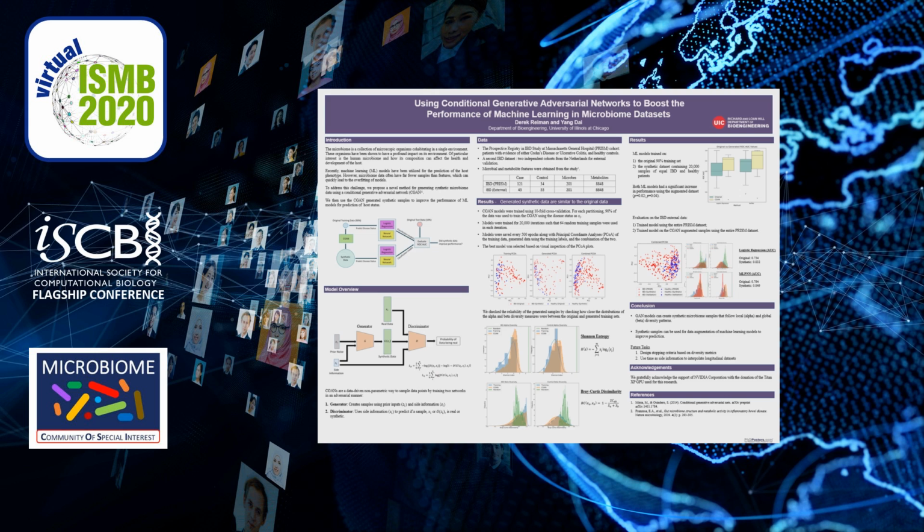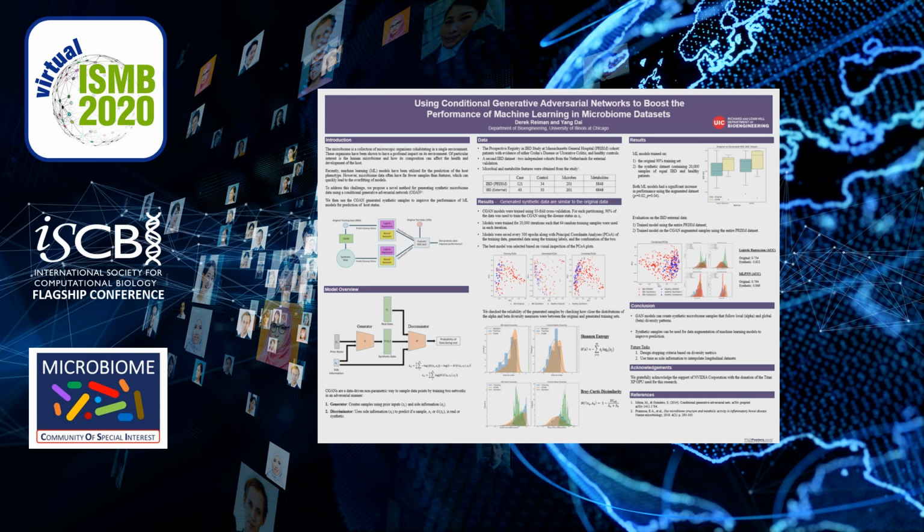Conditional Generative Adversarial Networks, or CGANs, are a data-driven non-parametric way to sample data points using two competing networks. The first network is called the generator, and it is shown in the image as G. This network is tasked with generating a microbiome sample, which in our study will be a set of microbial abundance values. It generates the sample using a vector of random prior values, shown as Z, as well as additional site information shown as S. In our study, this site information will be the disease status of a patient from which the sample was taken.